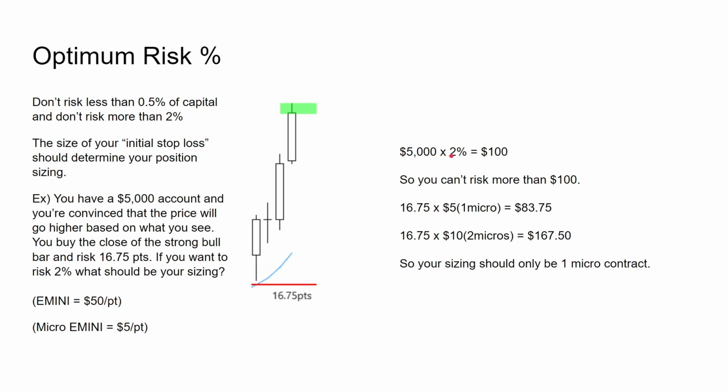So 5,000 times 2% would be $100. So you can't risk more than $100. So if I do 16.75 times $5 for 1 point in the micro, it'd be $83. If I do that times 2, it'd be 167. So I can't do 2 micros, I can only do 1 micro.